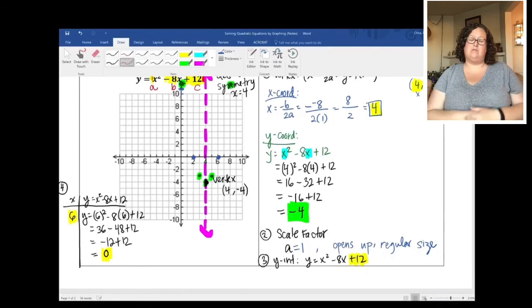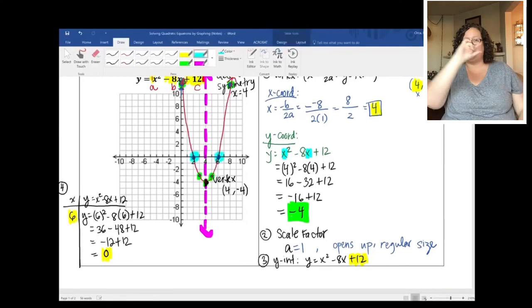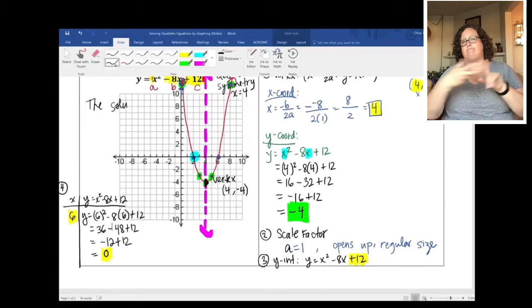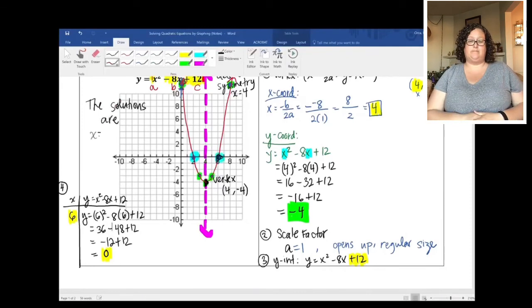So let's draw our curve. I'm going to highlight our solutions, and then I'll go ahead and write out my answer. The solutions are x equals 2 and x equals 6.